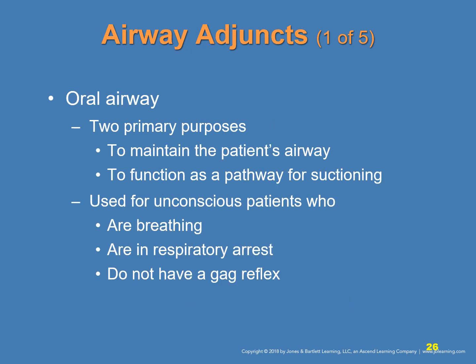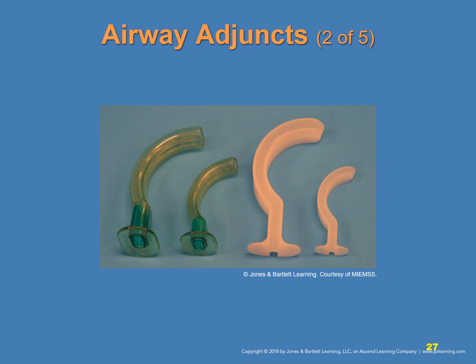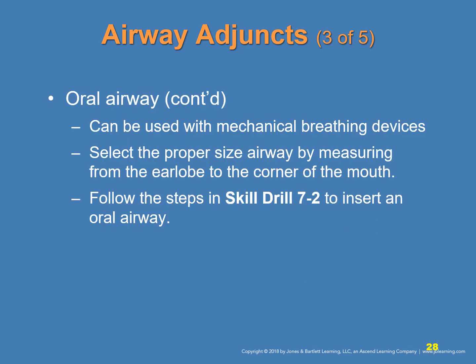Airway adjuncts. Oral airway. Two primary purposes. Maintain the patient's airway. Function as a pathway through which you can suction. Oral airways can be used for unconscious patients who are breathing, are in respiratory arrest, and do not have a gag reflex. These are a few examples of oral airways. These airways can be used with mechanical breathing devices such as the pocket mask or a bag valve mask.